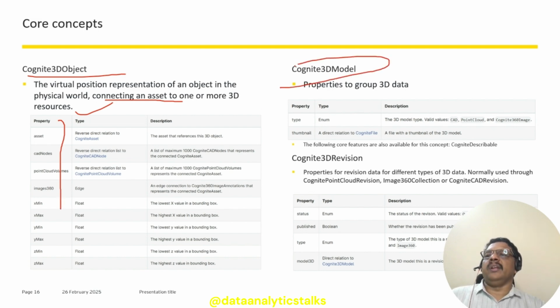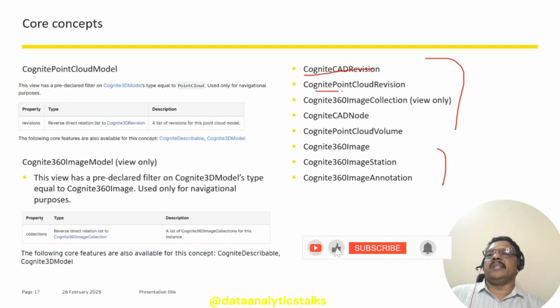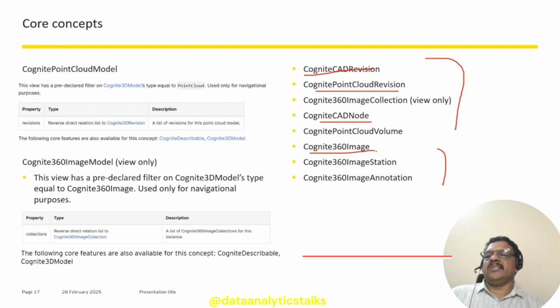A Cognite 3D model has properties to group 3D data. And that is the Cognite 3D model. So we have the Cognite point cloud model, which again has a pre-defined filter on Cognite 3D model type equal to point cloud. So there are many models around 3D, like Cognite CAD revision, Cognite point cloud revision, Cognite CAD node, Cognite 360 image, and so on.